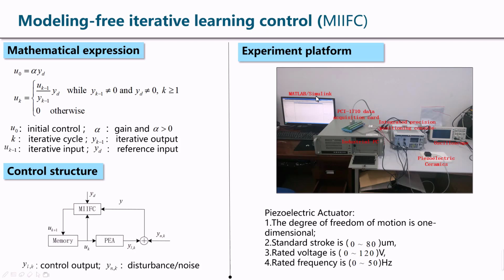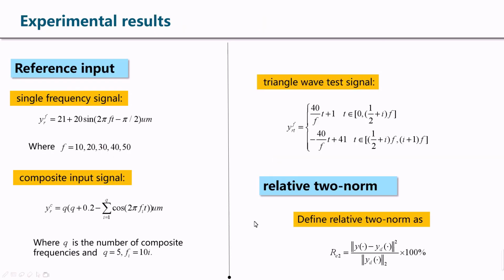This is the experiment platform. The PEA's degree of freedom of motion is one-dimensional. Standard stroke is 0 to 80. Rated voltage is 0 to 120, and rated frequency is 0 to 50. Reference input has 3 types: single frequency signal, compressed input signal, and triangle wave test signal.